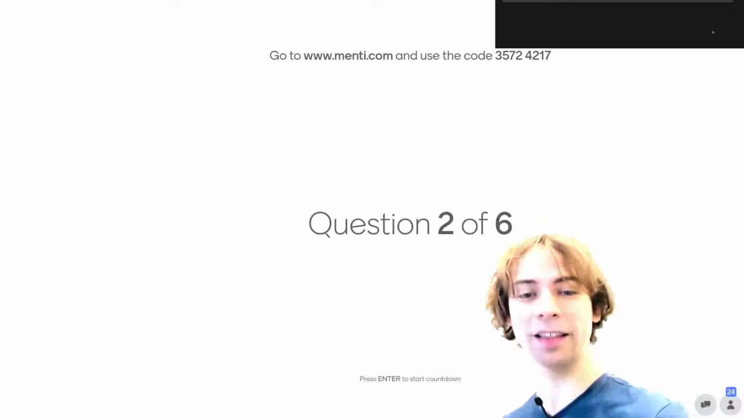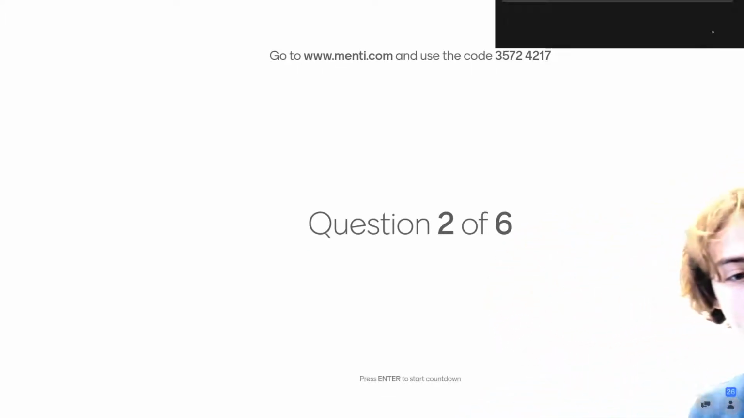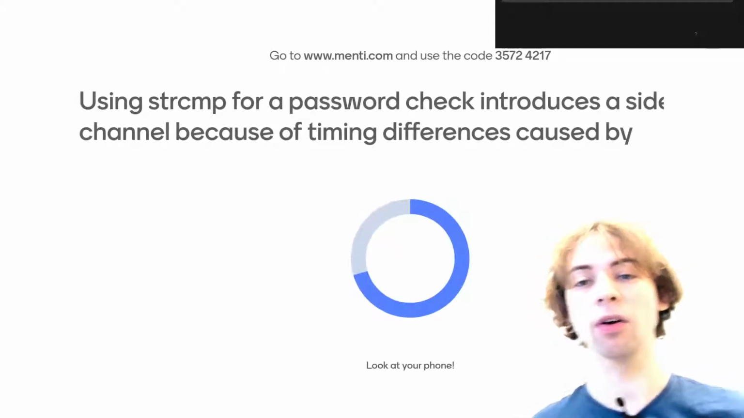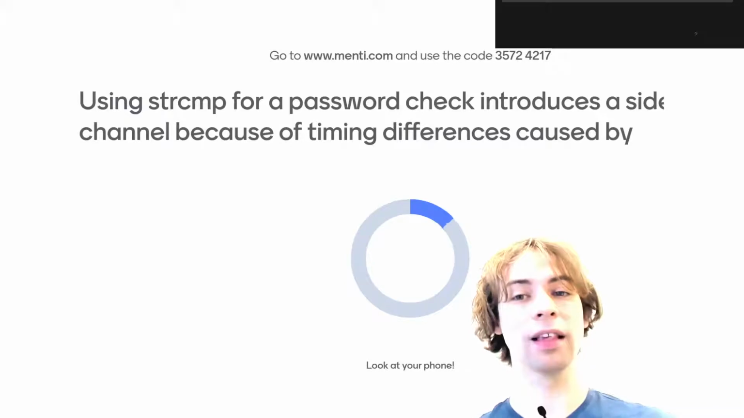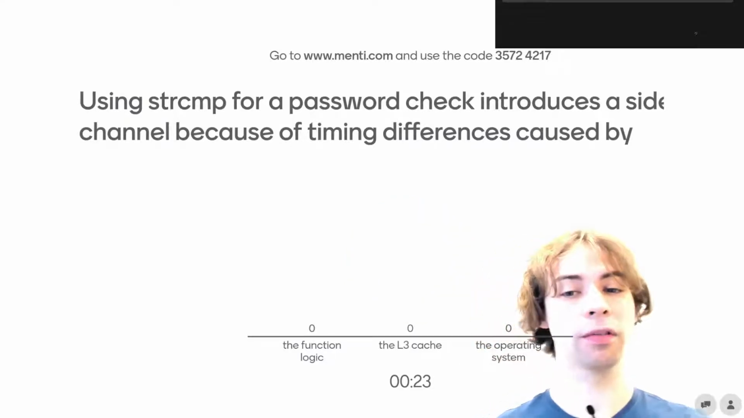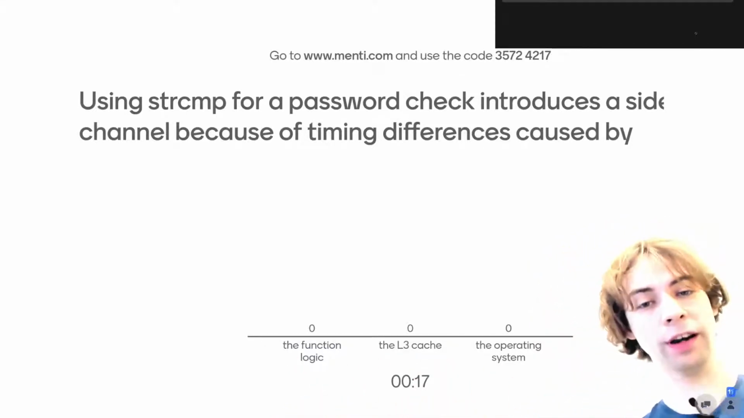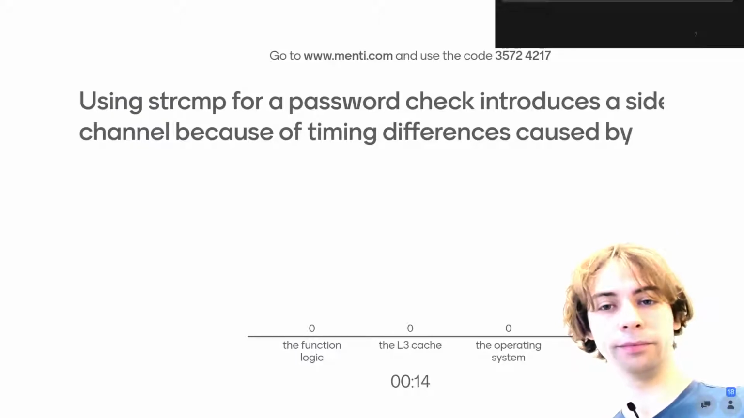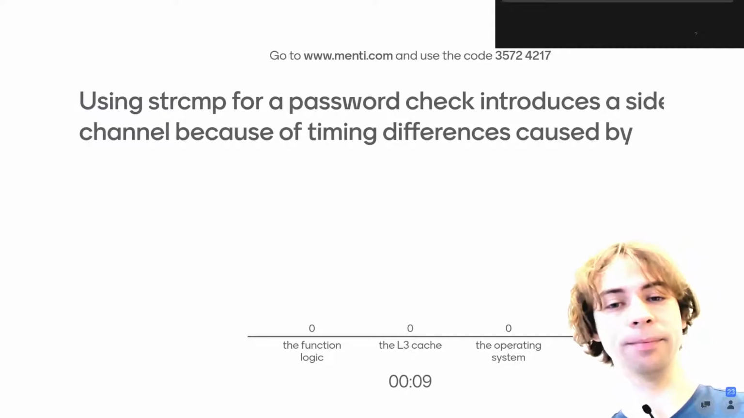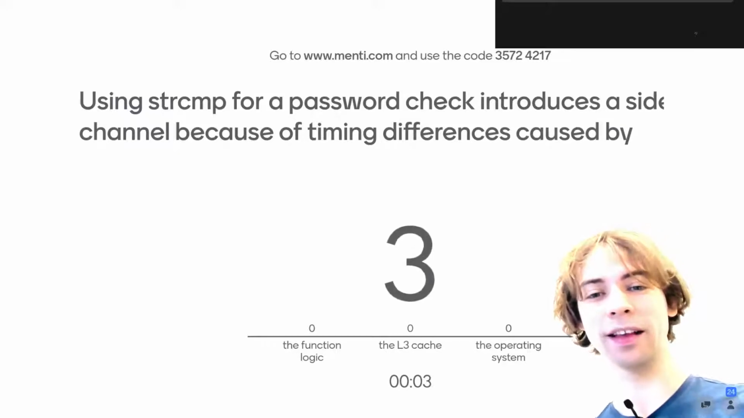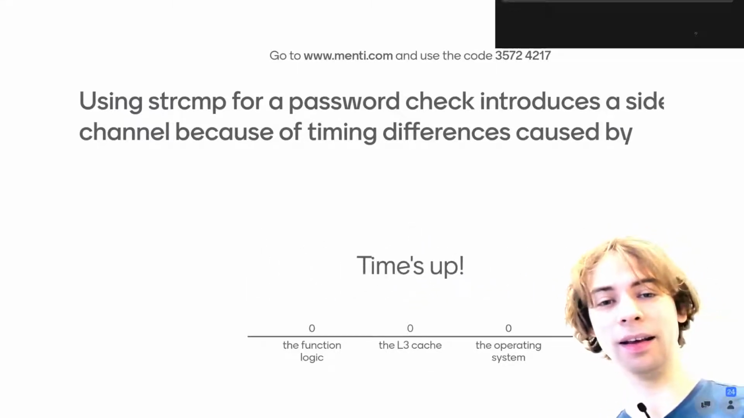So let's continue with the next question, question number 2. And here we want to talk about the string compare example from last time. Using string compare for a password check introduces a side channel because of timing differences caused by the function logic, the L3 cache, or the operating system. And only one of these answers here is considered correct. As always in Menti quizzes, Menti only understands if there's one correct answer, so it never makes sense to click multiple of those.